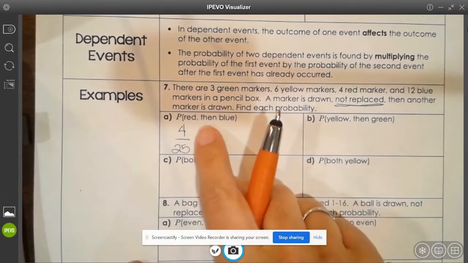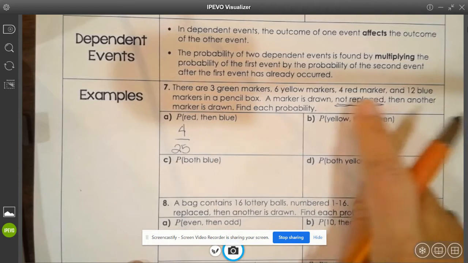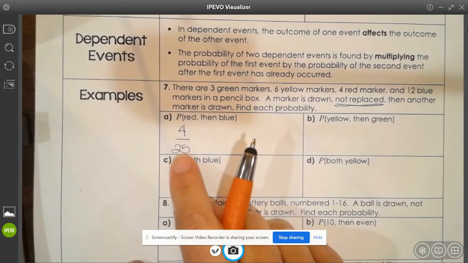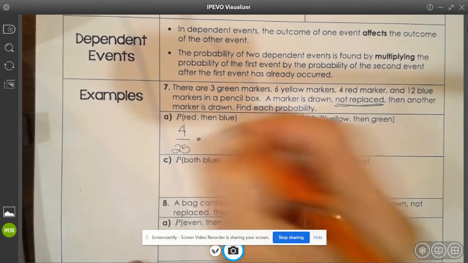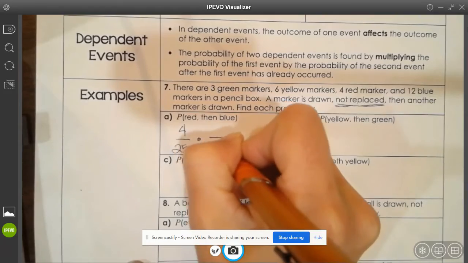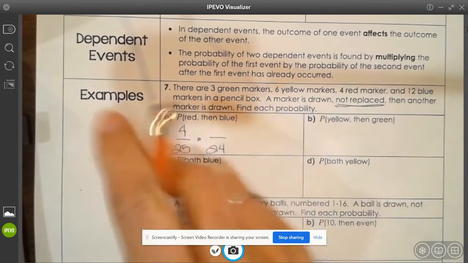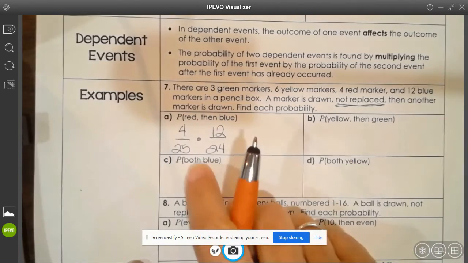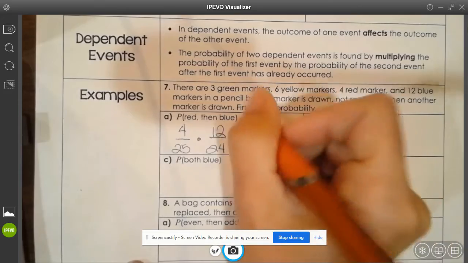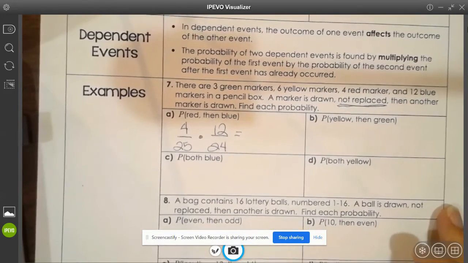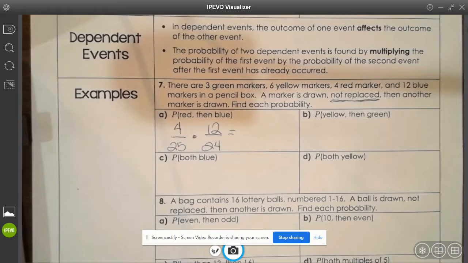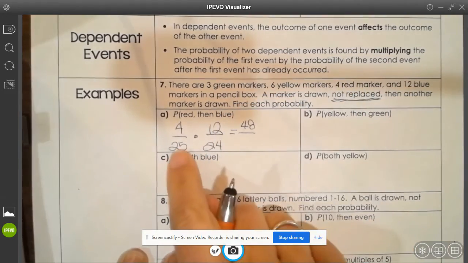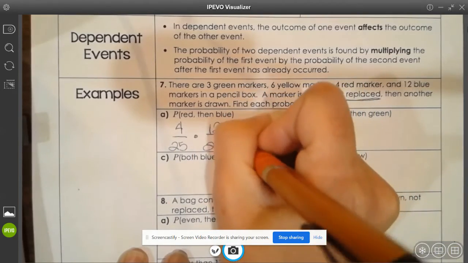Now, what's the probability of then getting a blue? How many blues are there? There are 12. But now the total changes because you didn't put back the red pencil. So it changes by 1, which is 24. And then the probability of getting a blue out of those 24 now is 12 out of 24. So now we do the same process where we multiply fractions. You multiply across. So that's 4 times 12, that's 48, and 25 times 24, that's 600.